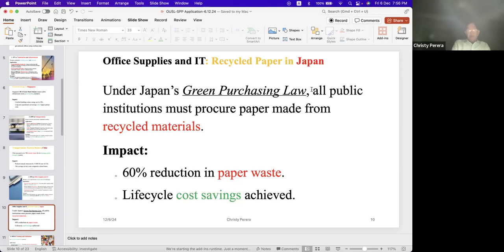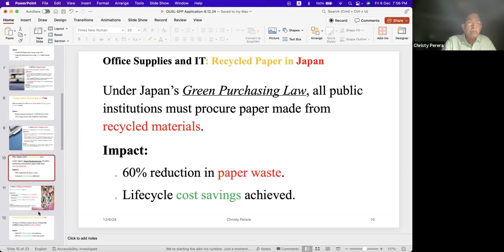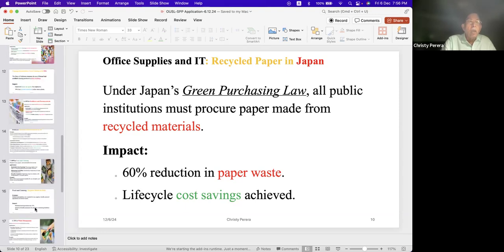60% reduction. You just imagine. Life cycle cost savings achieved. When you consider the life cycle of that procurement, you can save a lot of money and a lot of other things. Okay, we'll come to the next one.